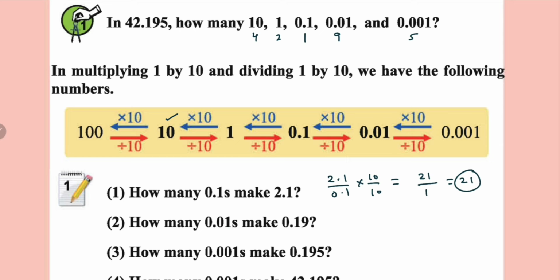How many 0.01s make 0.19? Similarly, 0.19 by 0.01. Now multiply it with 100.